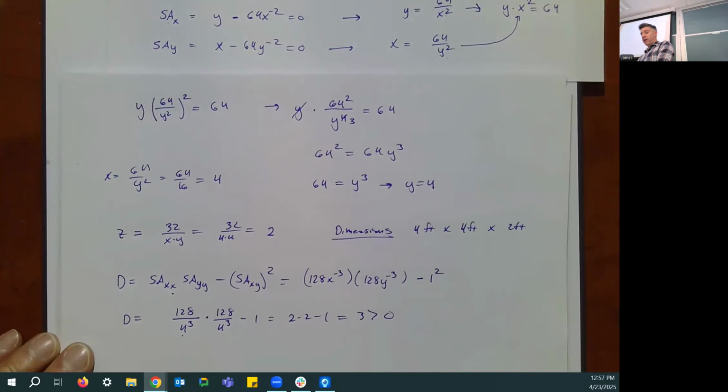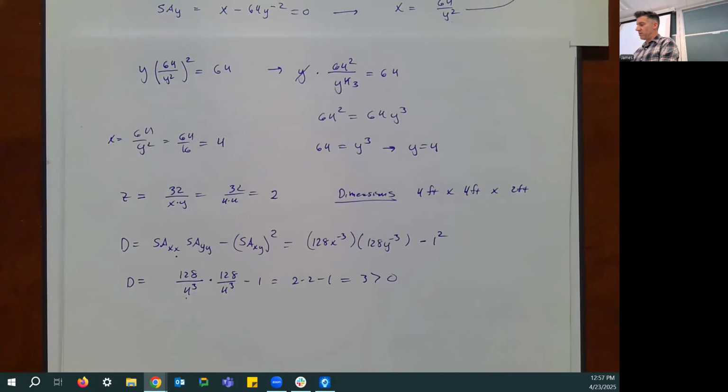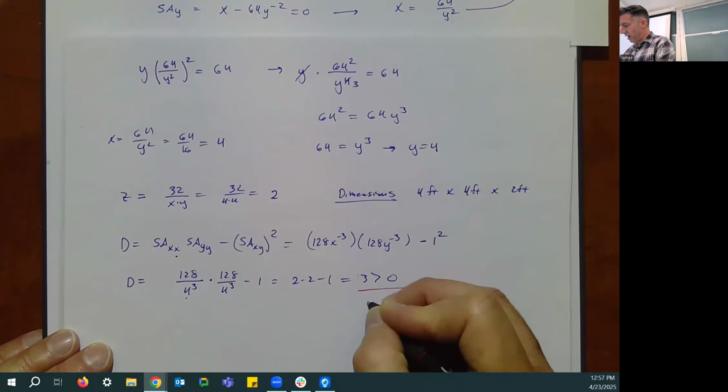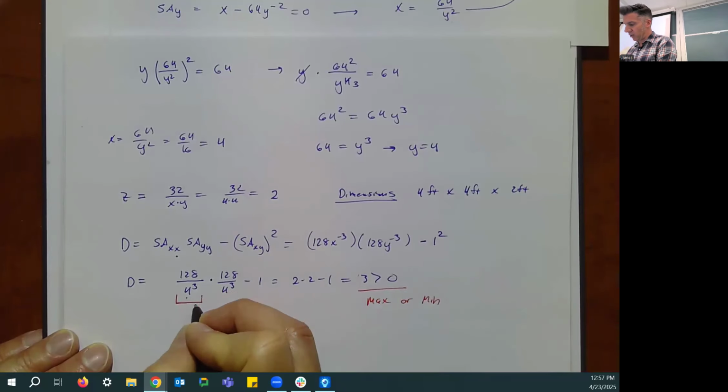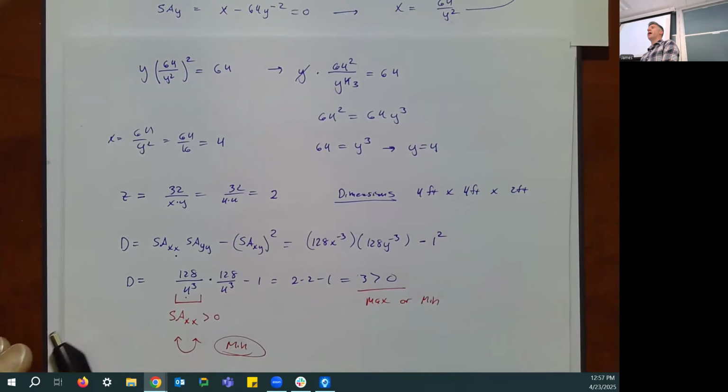And you have to do one more thing. You have to say, oh yeah, it's positive, means you could have a max or a min. But then we look at f_xx, which is positive, which means it's concave up, which means we have a minimum. So yes, we have a minimum surface area as desired. And let's call it a day there.